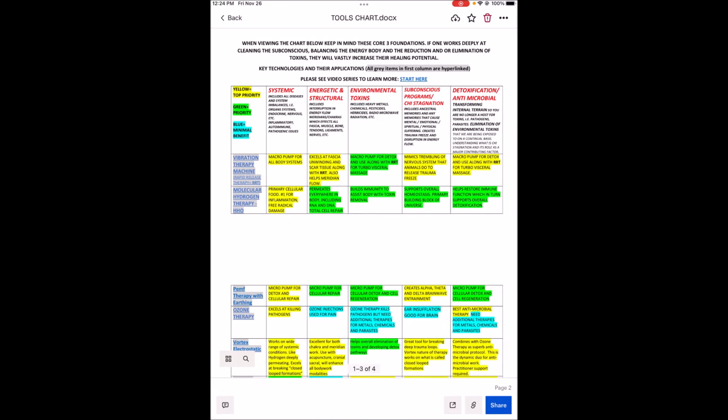Environmental toxins, again, this is going to process the entire body. It's a complete total body pump system. You would add in extra chelators, infusion products, but this is a way to process. Once you infuse, you process with this therapy.